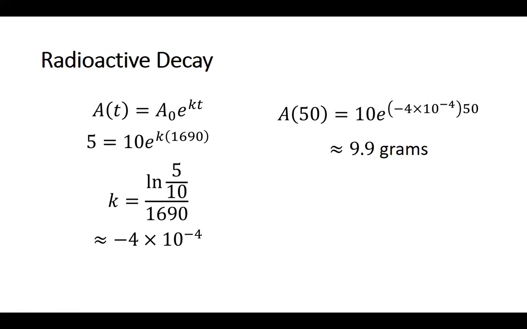So we started out with 10 grams, and 50 years later, we're approximately 9.9 grams. Basically, we lost about 1% is all. So that's why people are concerned about radiation and radioactive materials, because it doesn't dissipate quickly.